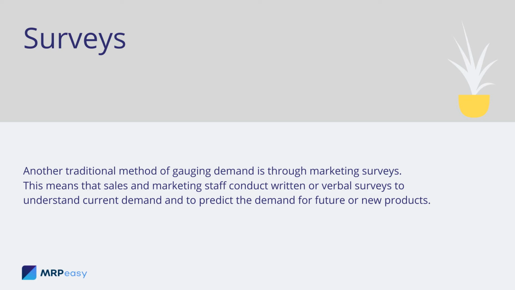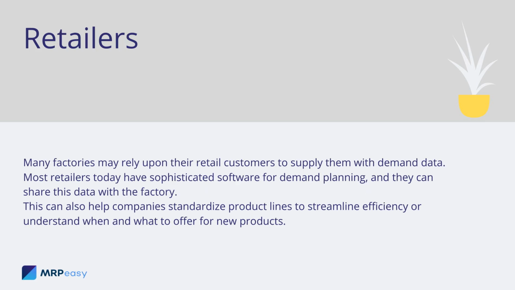Another traditional method of gauging demand is through marketing surveys. This means that sales and marketing staff conduct written or verbal surveys to understand current demand and to predict the demand for future or new products. Many factories may rely upon their retail customers to supply them with demand data. Most retailers today have sophisticated software for demand planning, and they can share this data with the factory. They can also help companies standardize product lines to streamline efficiency or understand when and what to offer for new products.